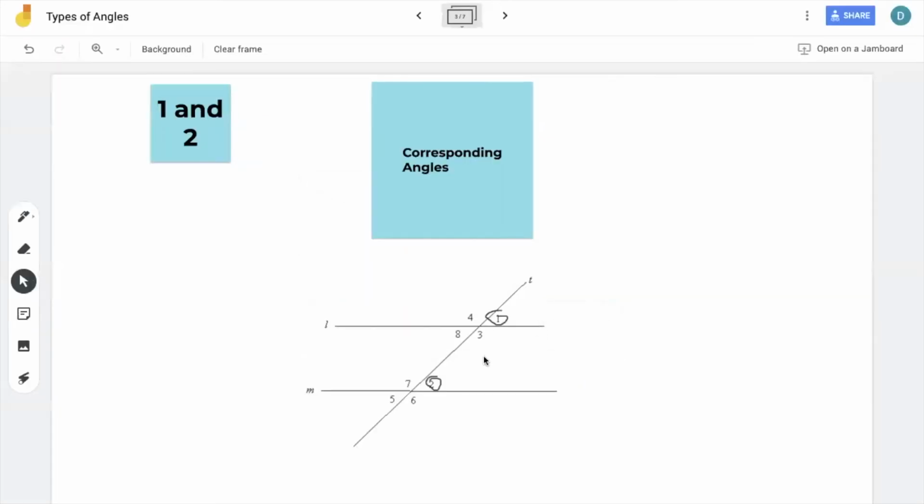What else do we have? Let's look at 3. Which one corresponds to 3? Well, that would be 6, right? It's below the parallel line, but to the right of the transversal. So 3 and 6.